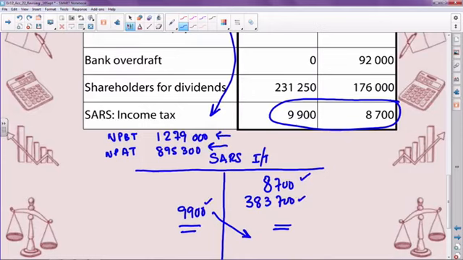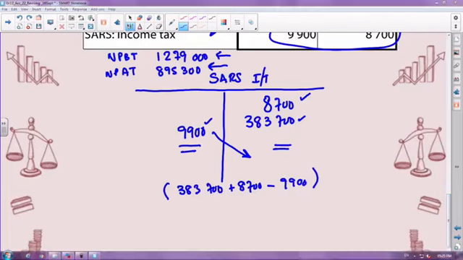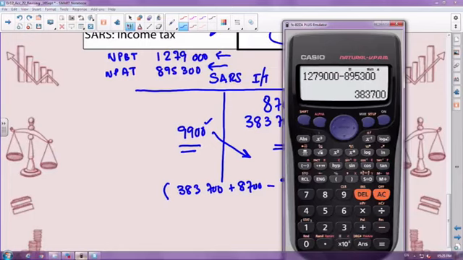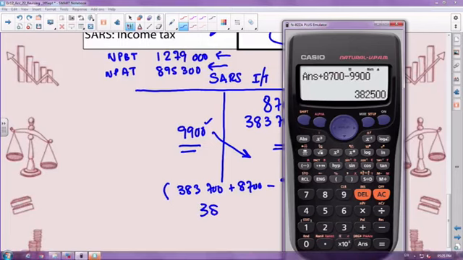Simple, guys. Watch this calculation. If you are showing this in exams, one of the ways in which you could show it was open a bracket, 383,700 plus 8,700 minus 9,900. Let's do that. So it's 383,700 plus the 8,700 minus the 9,900. And voila, 382,500. I've got the amount of taxation paid. Clear, guys? Very simple. If you understand this and if you use this, I promise you, you will never ever go wrong in the exams.